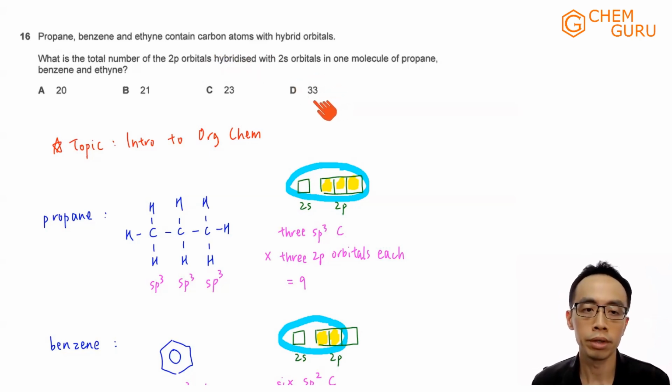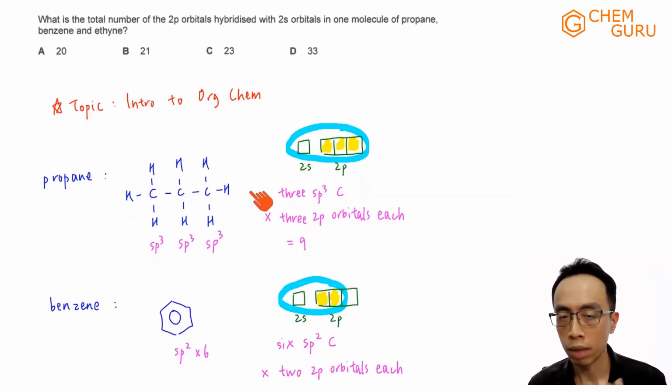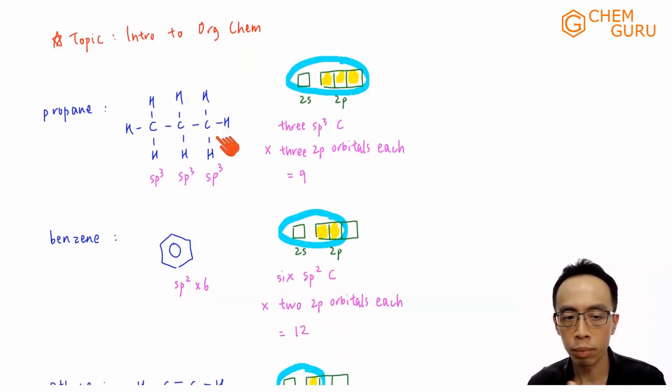So what we will have to consider is out of the 2p orbitals, which ones are involved in hybridization. The topic tested in this question is under Intro to Organic Chem, targeting hybridization. Let us look at each of these components. Involving propane, I actually have 3 carbons. Each of these carbons is sp3 hybridized.